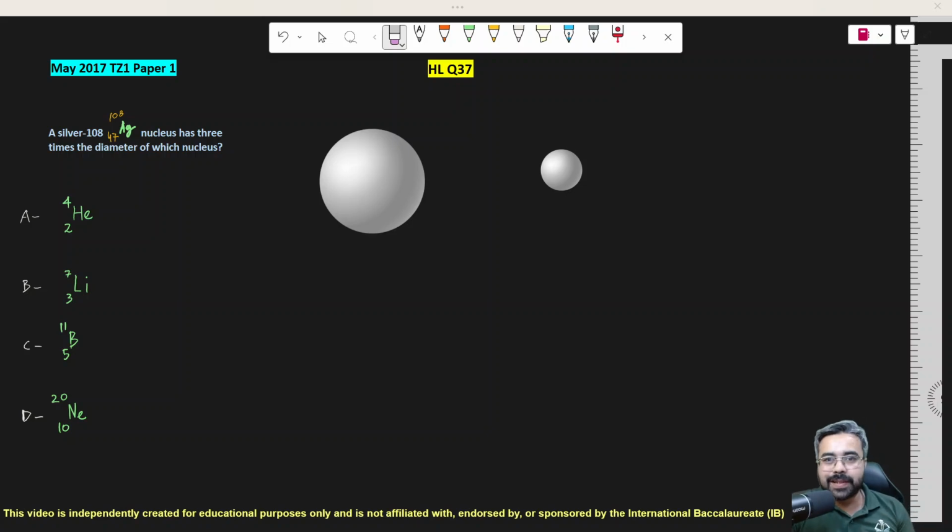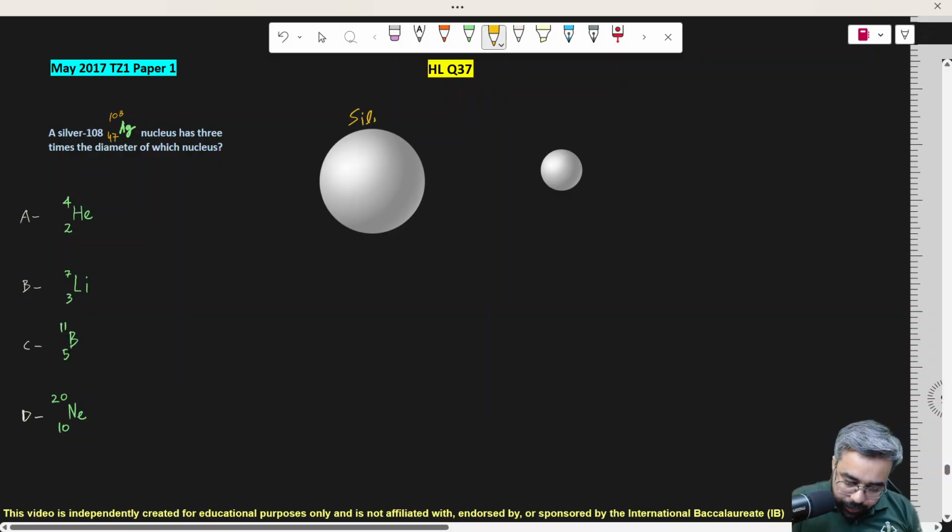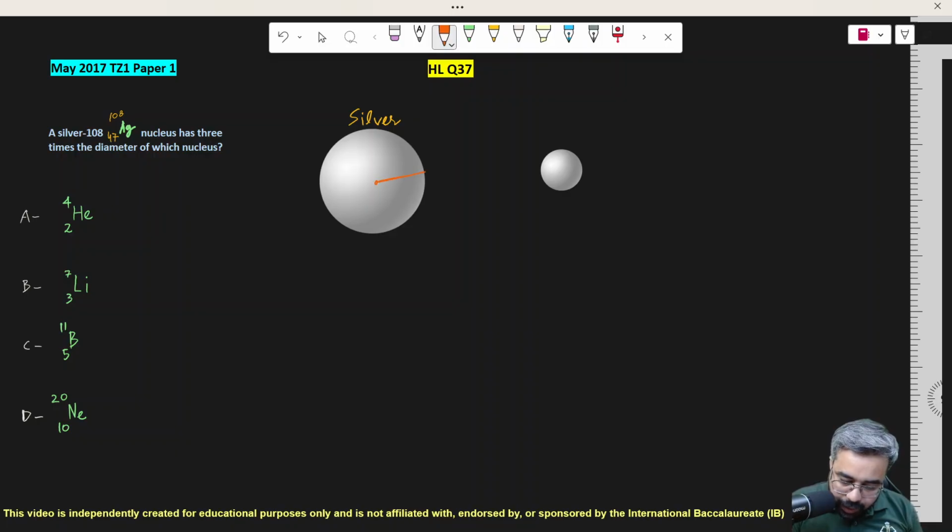Most of the students, when they see these atomic sizing nuclear questions, just use the basic multiplication methods, but they forget that the universe does not scale linearly, and neither do atomic nuclei. In this question, what is given to us is a silver nucleus, and the diameter of the silver nucleus is three times the diameter of that unknown element which we have to identify.